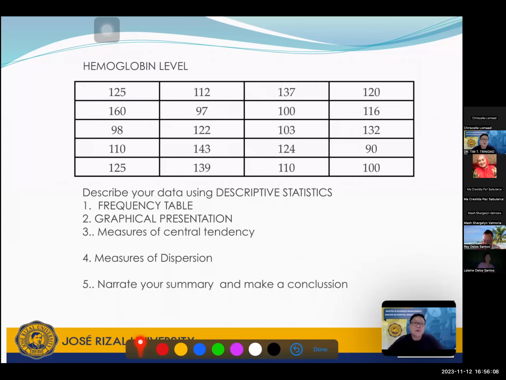For example, I will give you a set of data. You have to describe your data using descriptive stat. So you have to make a frequency table, make a graphical presentation, compute for the different measures of central tendency, compute for the measures of dispersion, and then make a narration. O parang susulat mo siya sa paragraph. Okay? In order to make a conclusion. Okay.